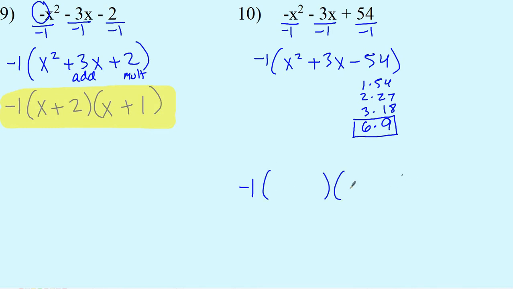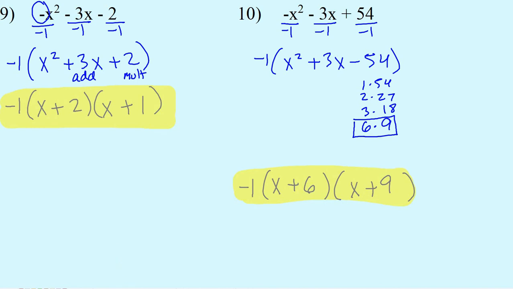This is going to factor. Yes, you can write that as a negative. You don't have to write the 1, but I don't care either way. So we have chosen 6 and 9, so positive 6 and positive 9. And there we have it. And again, if we're ever unsure, we can FOIL it out.